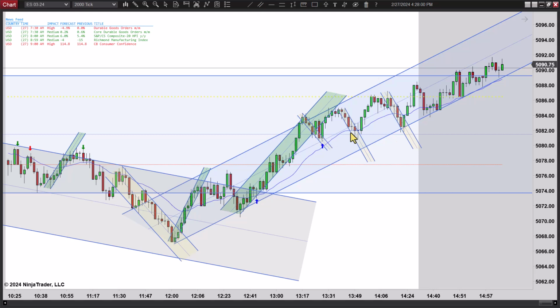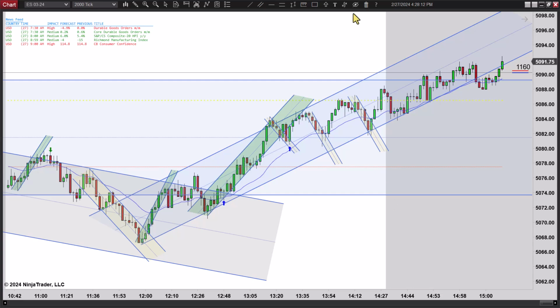You might even say, hey, we're coming across there three times. Technically it is not a triple test, but it's a higher low and a higher high every time. So, if you wanted to be aggressive, maybe you can take that trade.